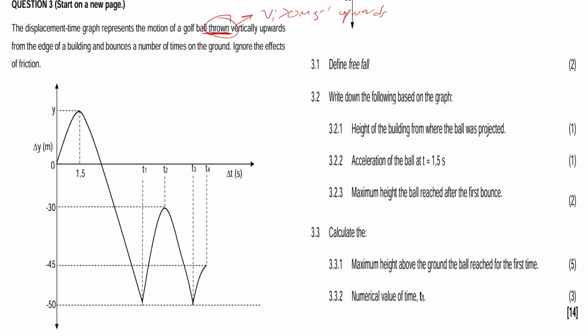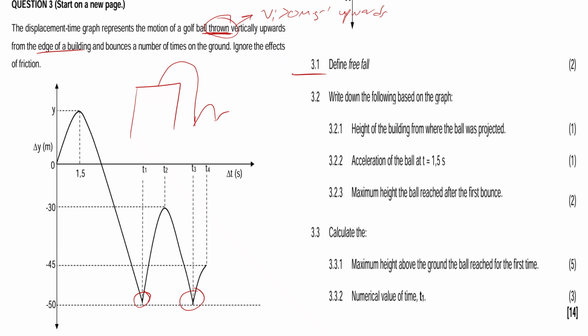So the ball is thrown upwards from the edge of a building, which means we have a building, and the ball goes up and then comes back down. Once it reaches the ground, it bounces and then bounces again. This is the first bounce and this is the second bounce.